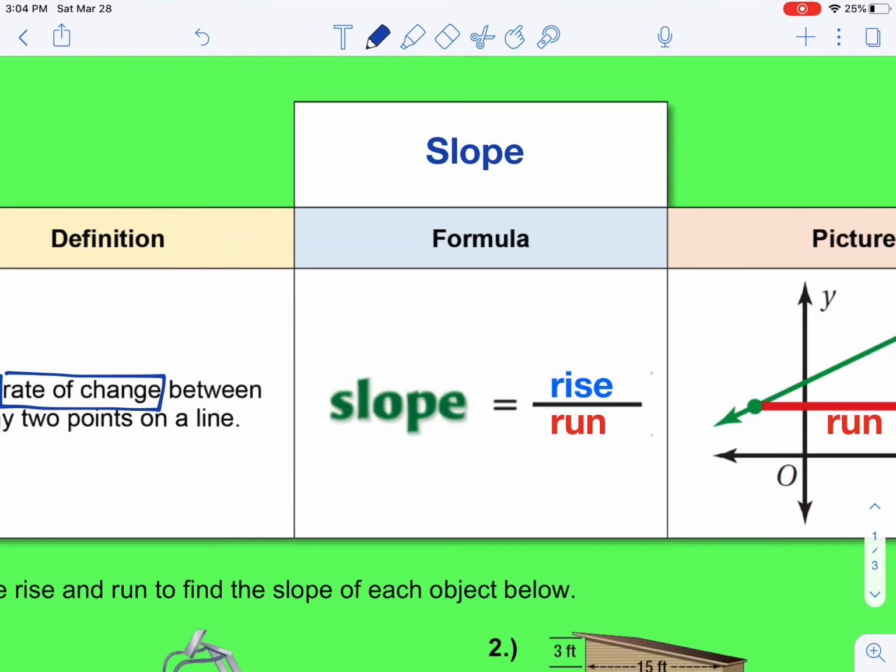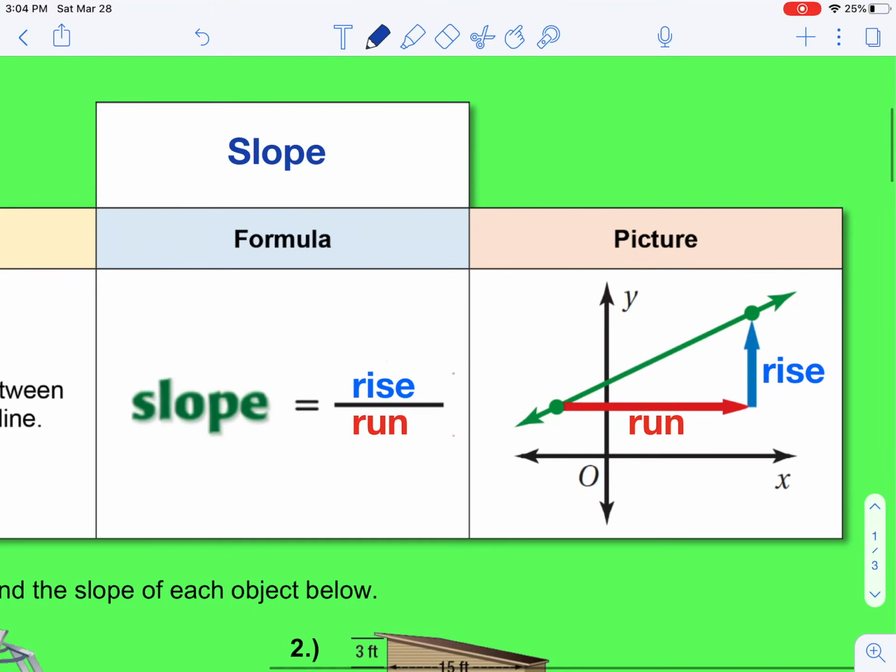It's rise over run. So yesterday we talked about what rate of change was. And rate of change was the change in y over the change in x. And if you think about what y is, the vertical line. So the change of y is a vertical line. So that's rise, okay, up and down. And then run, that's the change in x. And that's a run. That's a horizontal change, a left and right change. So that's why it's rise over run. It's exactly the same thing as rate of change, but we're just going to worry about our numbers.